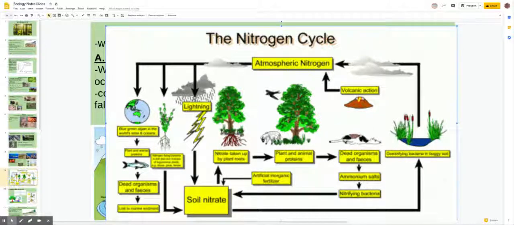that their bodies need. But whenever someone dies or something dies, it decomposes and it will be returned through the nitrifying bacteria. And then there's also nitrogen in the atmosphere that those plants can also absorb.